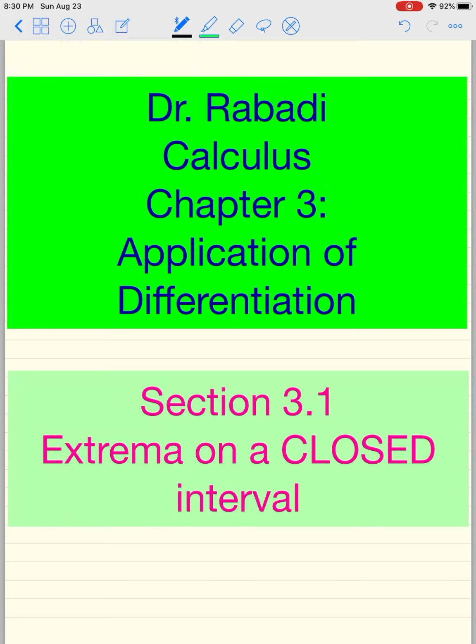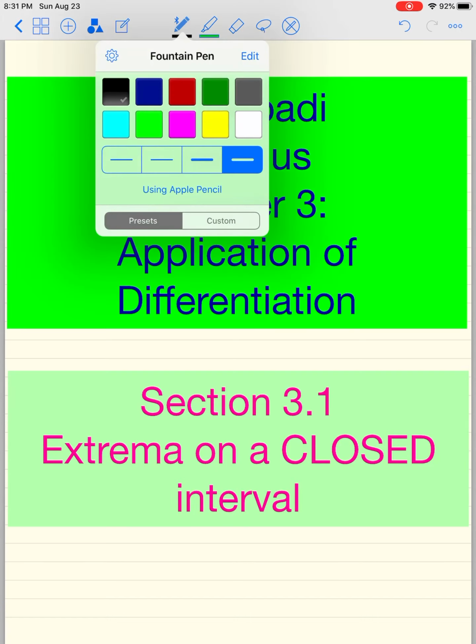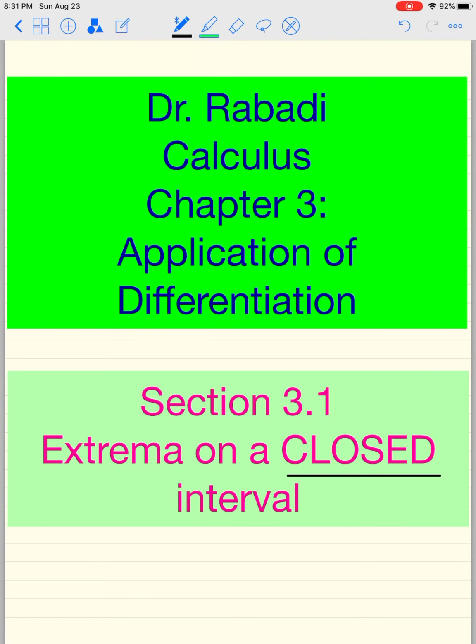Hey guys, welcome back. Here's another video, and this is going to be once again finding a relative maximum or minimum, but this time I'm going to close the interval. This is the most important part of this. I'm going to close the interval. So what does that mean? I'm going to restrict the interval.